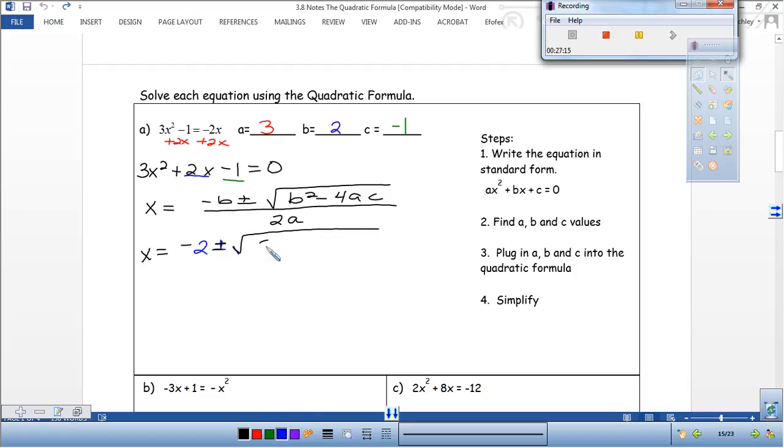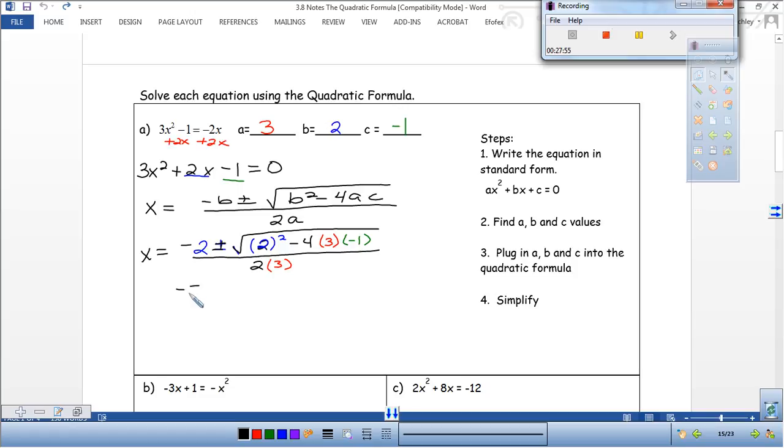The b again is 2, and we're going to square it. And then minus 4 times a, which is 3, times c, which is -1. And it's all over 2 times my a value, which is 3. Any questions over that? Now we just simplify it.